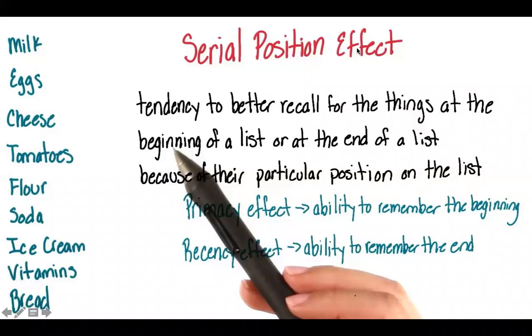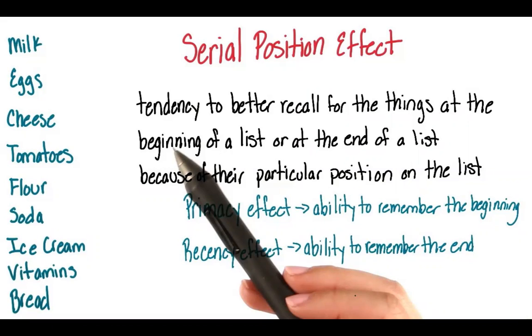Regarding memory, it's helpful to understand something called the serial position effect. And it's very simple. It's just that it's easier for one to remember things at the beginning of a list and at the end of a list. And the things in the middle of the list are a bit more challenging to remember. And this is called the serial position effect.